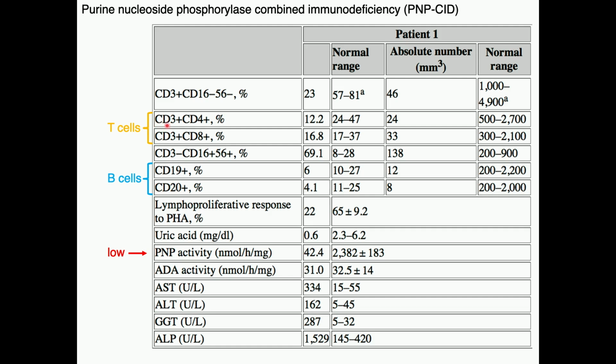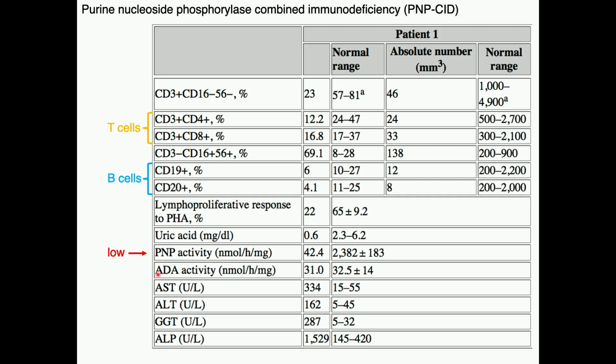Okay, so CD3, this is a T cell marker. And the mature T cells are either CD3, CD4 positive, or CD3, CD8 positive. So these are the two families of the T cells, and they're both decreased in number. As are the B cells. So B cells, the CD19 and CD20, these are B cell markers, and these are both decreased. If you compare the numbers to the adenosine deaminase severe combined immunodeficiency, they're not as bad. So they're not going down to 0.